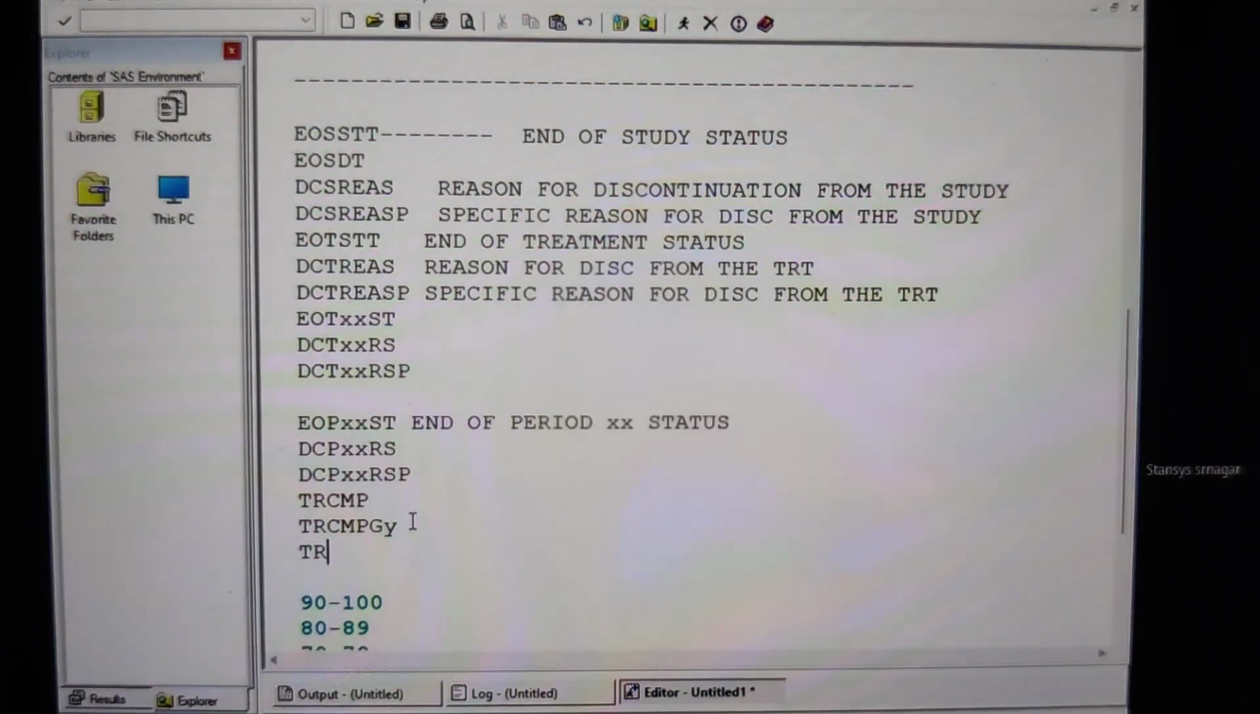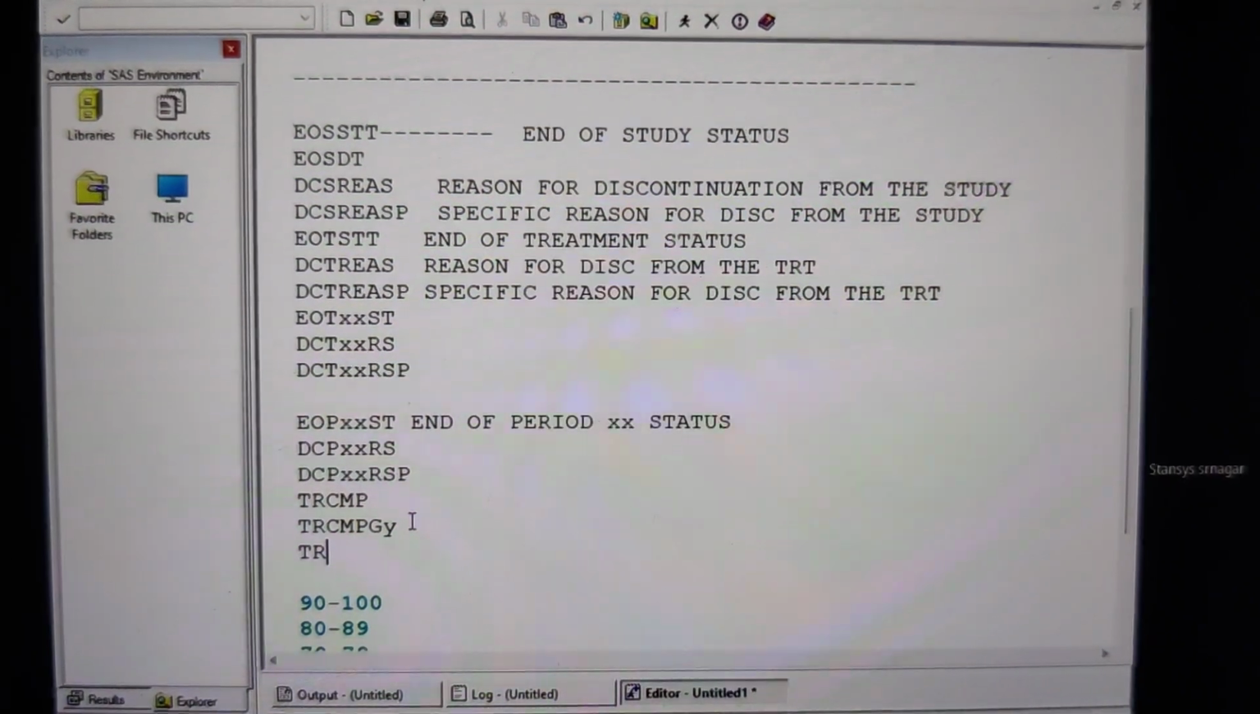Then we are going to have treatment compliance group wide numerical, TRCM by numerical.